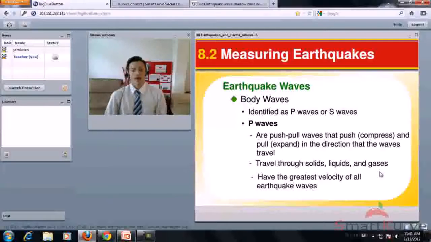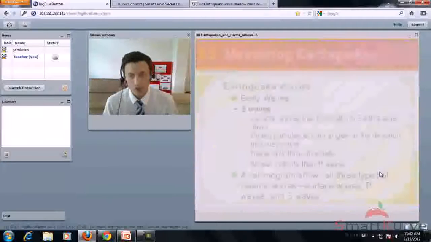These types of waves travel through solids, liquids, and gases, and they are the fastest of the waves. This is an important point. Remember that the P waves are the fastest. That's important, and we're going to see why that's important in a few slides.